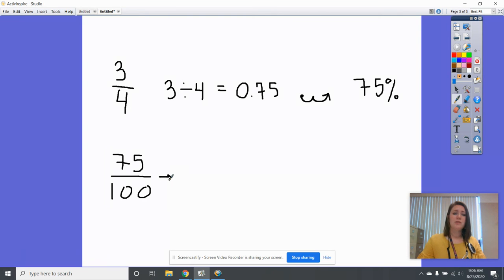So I'm going to simplify. That means I'm going to reduce the fraction. They can both be divided by 25. So 75 divided by 25 is 3, and 100 divided by 25 is 4. So that's the trickiest part between converting fraction, decimal, and percent, is to get from a percent back to a fraction.